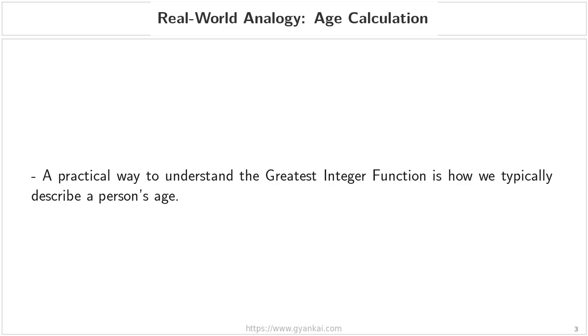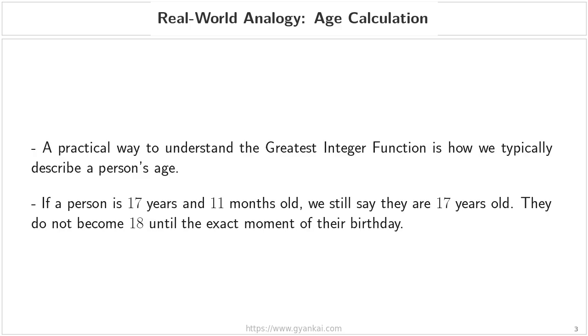Real-world analogy, age calculation. Now that we have established the mathematical definition and seen a few examples, let us look at a practical way to visualize the greatest integer function using a real-world analogy, how we typically describe a person's age. Think about it this way. If a person is 17 years and 11 months old, we do not say they are almost 18. We still say they are 17 years old. They do not officially become 18 until the exact moment of their birthday.